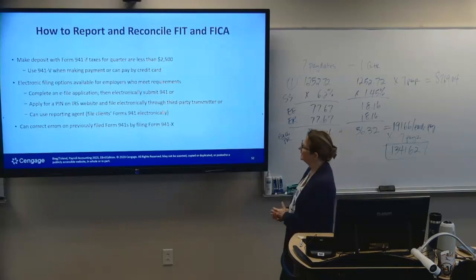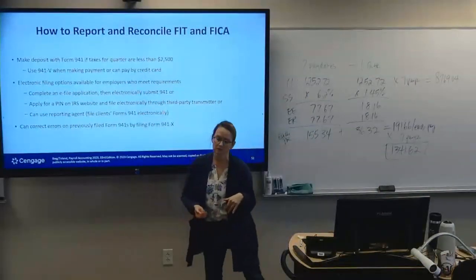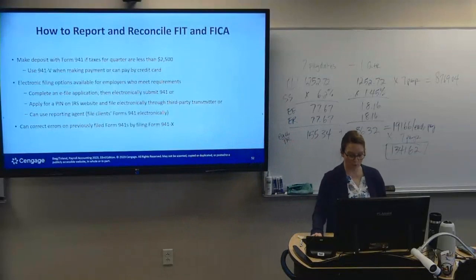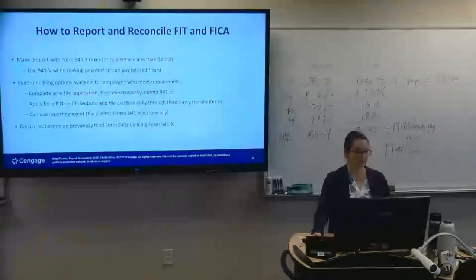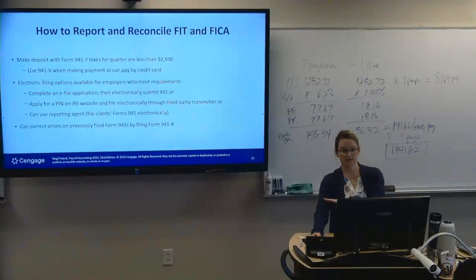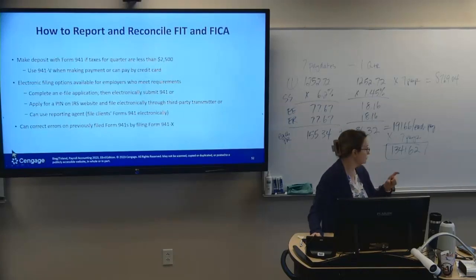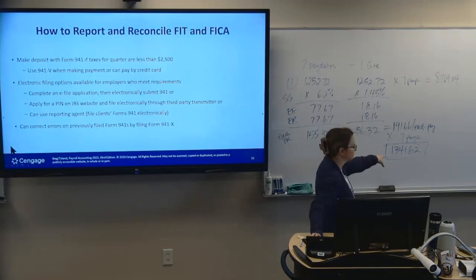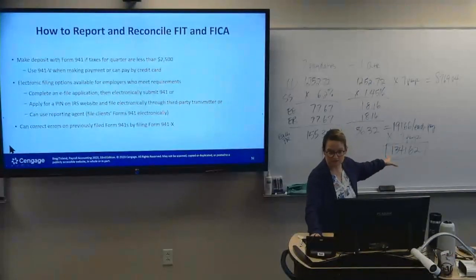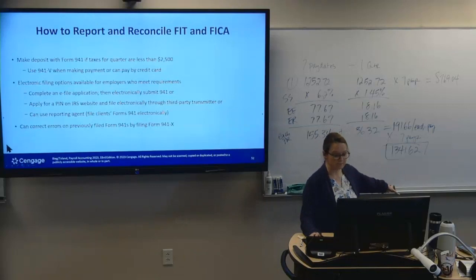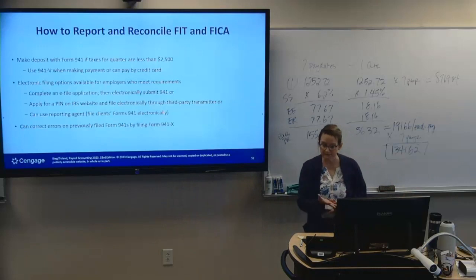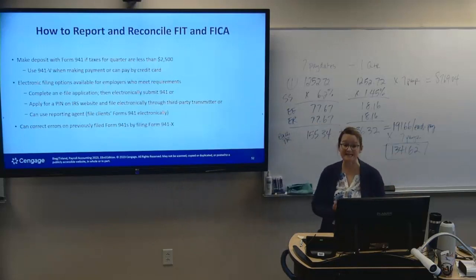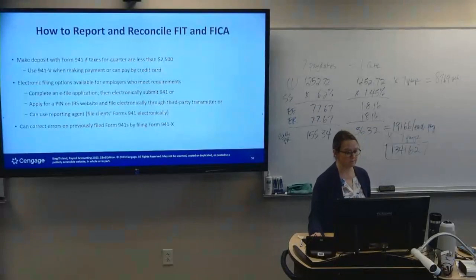Okay, so again, if the total liability for the quarter is less than $2,500, then that payment can be made at the time that this form is filed. So that means line 12, the total liability, if that is less than $2,500 for the entire quarter. So in our case, it was $1,341. We could file that on a quarterly basis, and we can just send them a check with our 941. If it's more than $2,500, then those deposits should have been made either on a monthly basis or on a semi-monthly basis, or maybe next day, depending upon how much they were.